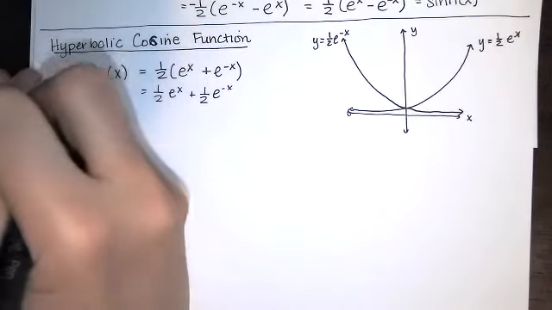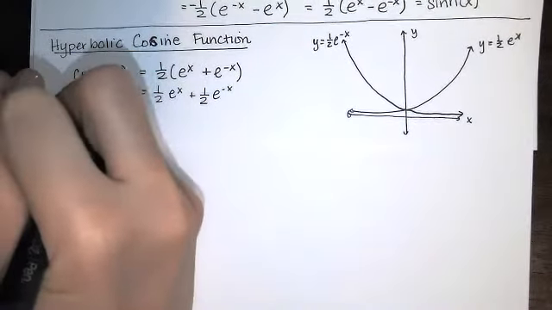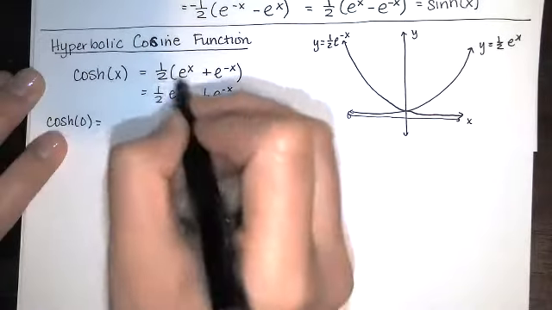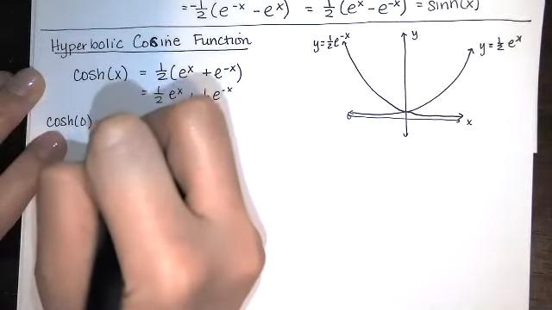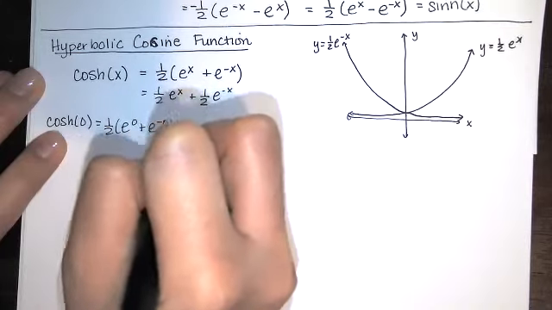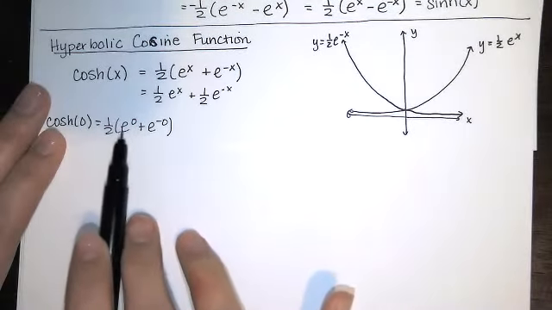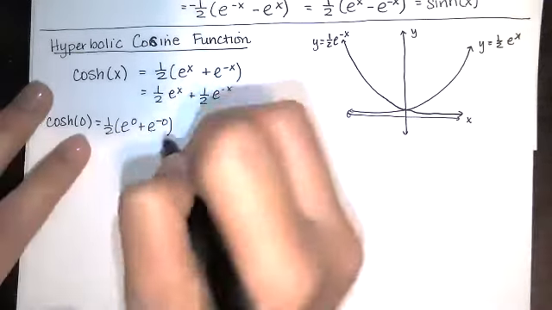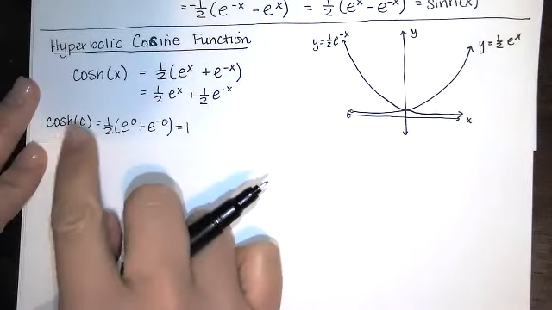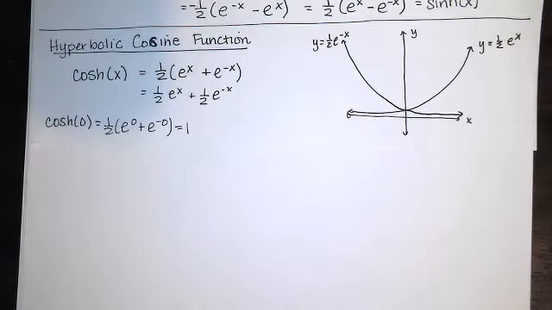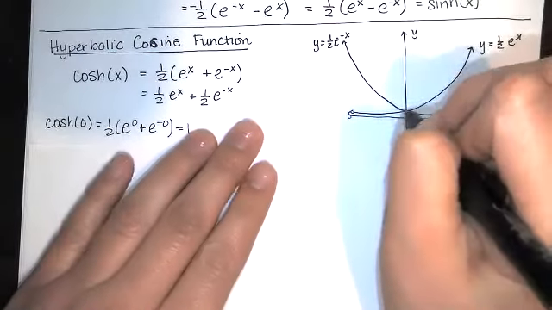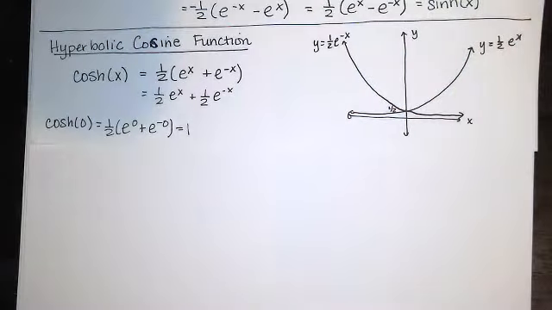And let's evaluate this at 0. I get 1/2 of e to the 0 plus e to the opposite of 0. That's 1/2 of 1 plus 1, or 1/2 of 2. 1/2 of 2 is 1. So hyperbolic cosine of 0 is 1, just like the cosine of 0 is 1. Okay, that's cool.